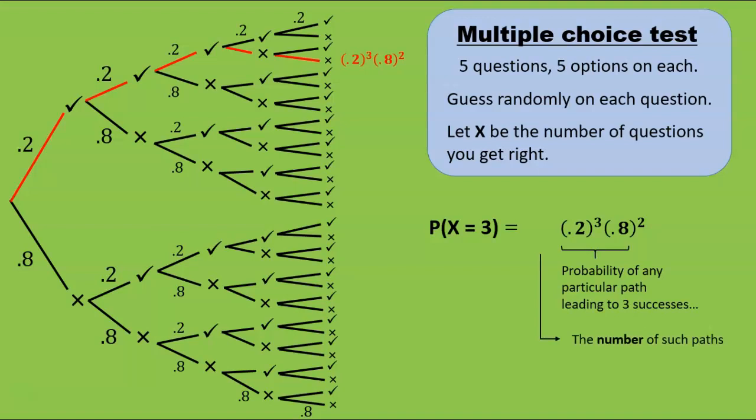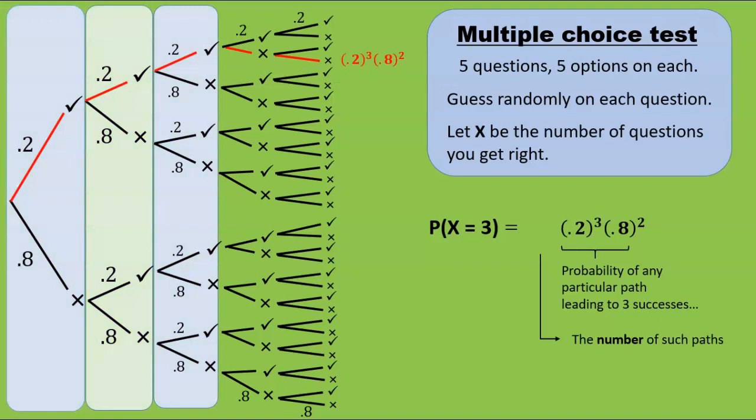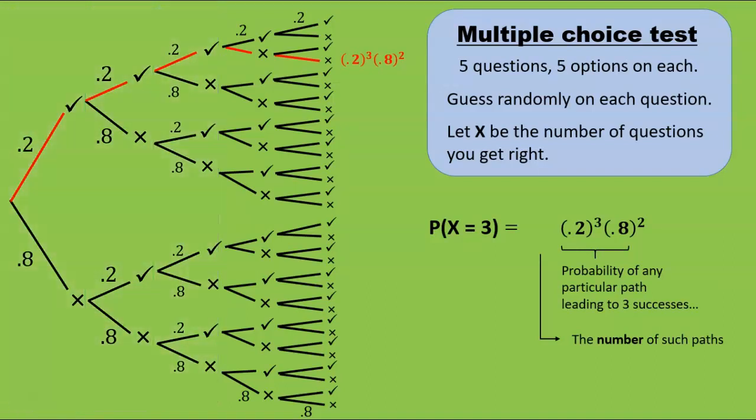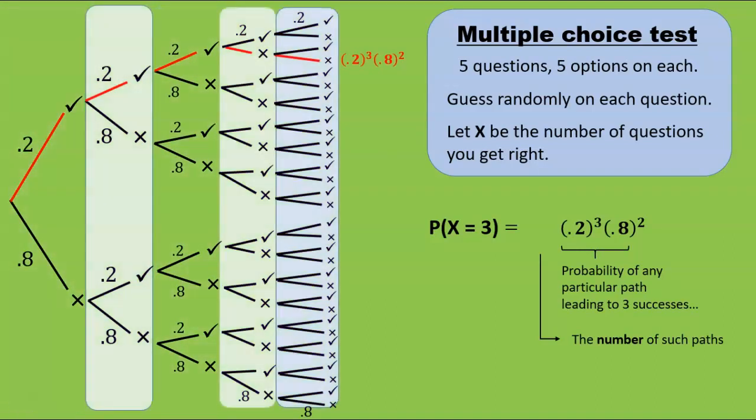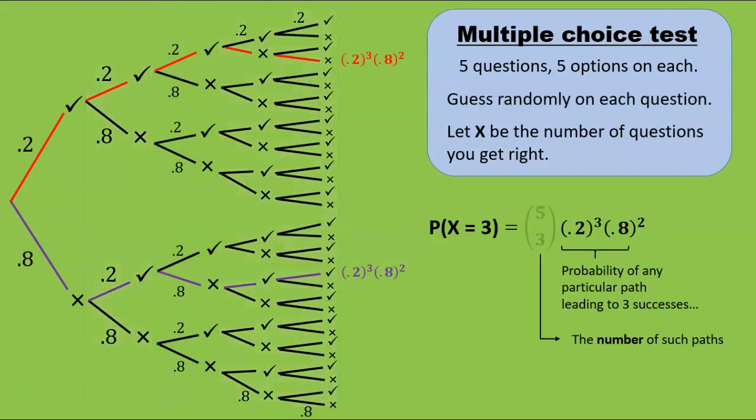How many such paths are there? Well, each path leading to 3 successes corresponds to a choice of 3 vertical strips from among the 5. And conversely, any choice of 3 strips corresponds to a path that leads to 3 successes. So the number of paths leading to 3 successes is the number of ways to choose 3 strips from 5, which is 5 choose 3. Put that all together, and you find out that the probability of guessing 3 questions correctly is 0.0512.